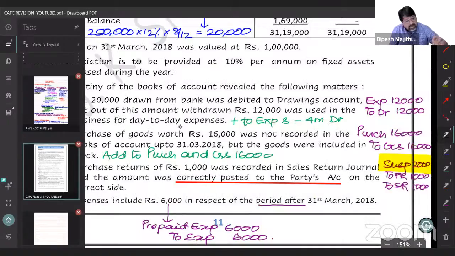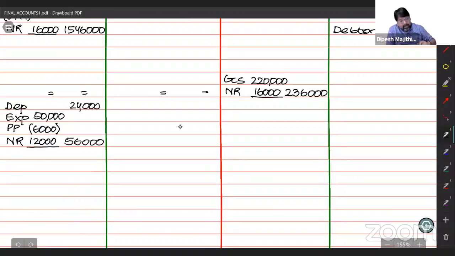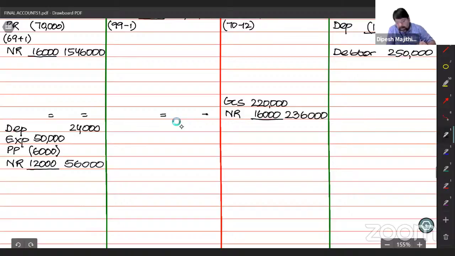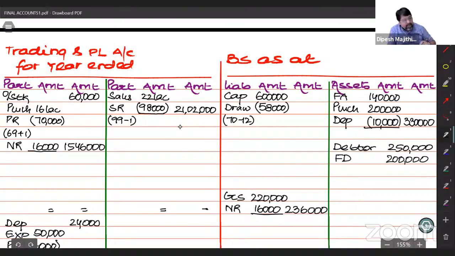So this will become, chartered, 44 plus 12, 66. 44 plus 12. Correct? Yes. After that, expenses is fixed deposit. FD. FD is how much? 2 lakh. Interest on FD is 20. That will come in PL credit.